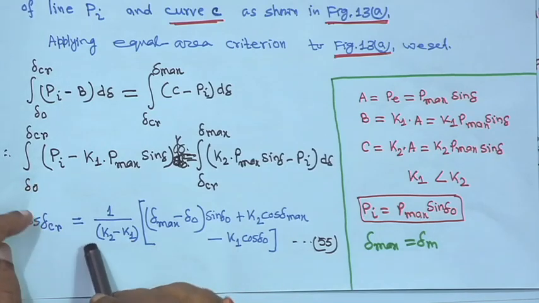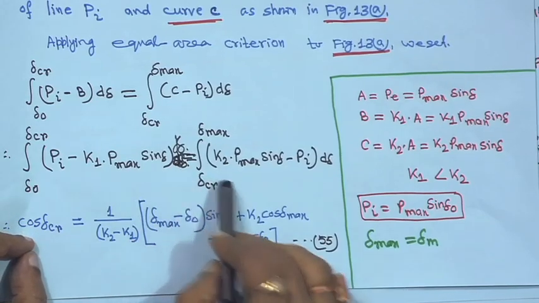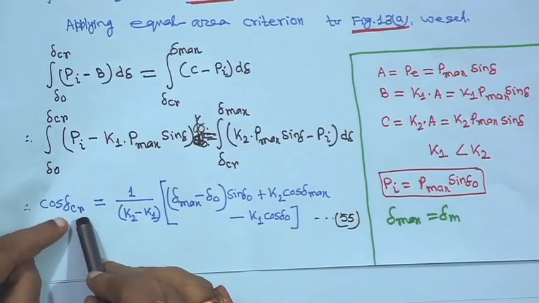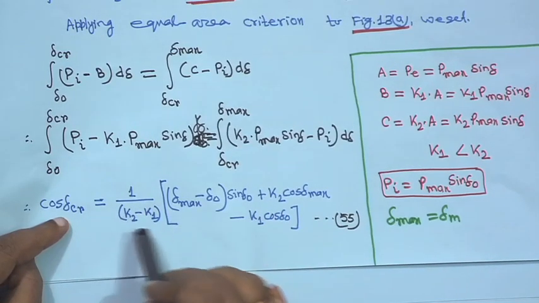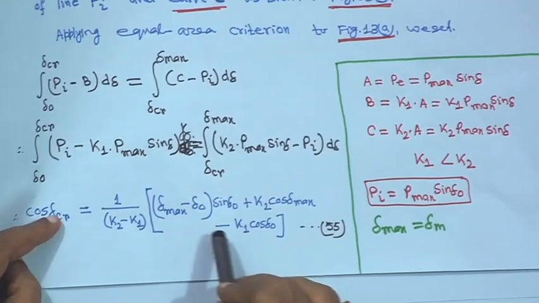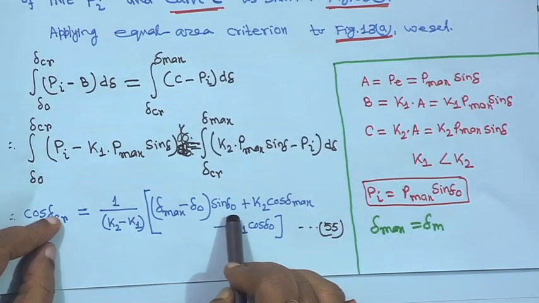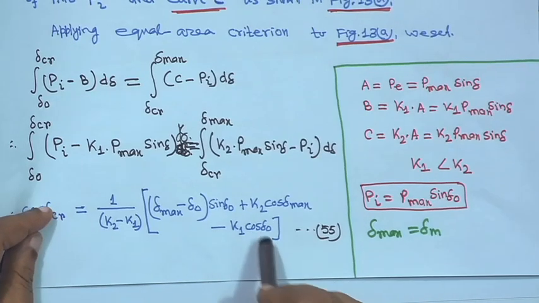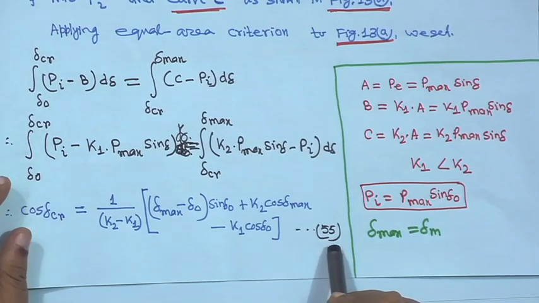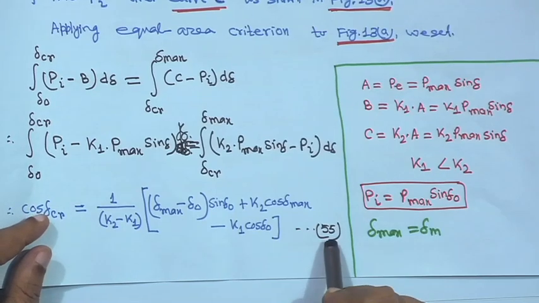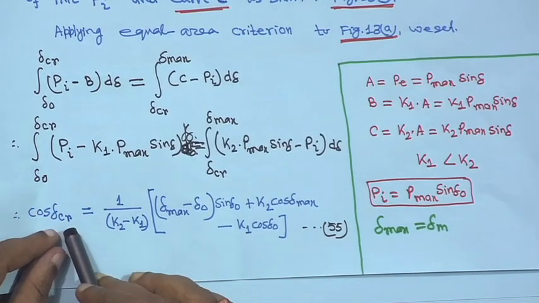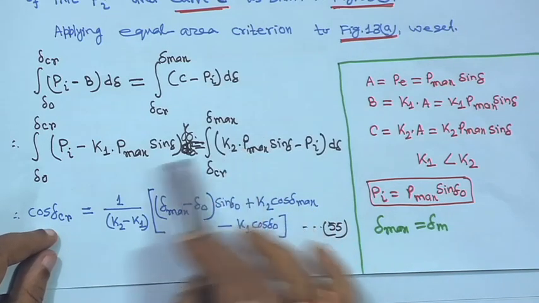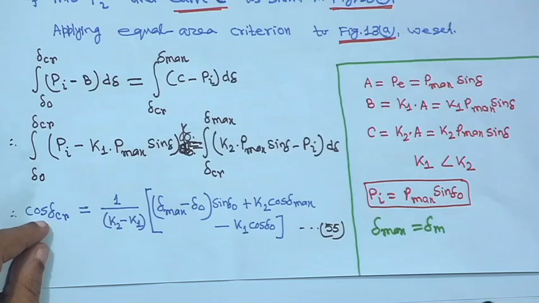So if you substitute Pi equal to P max sin delta 0, integrate and simplify, you will get cosine delta CR equal to 1 upon K2 minus K1, in bracket, delta max minus delta 0 into sin delta 0 plus K2 cosine delta max minus K1 cosine delta 0. This is equation 55, from which you can find delta CR. I am not showing this integration, it is easy, you can do it on your own.